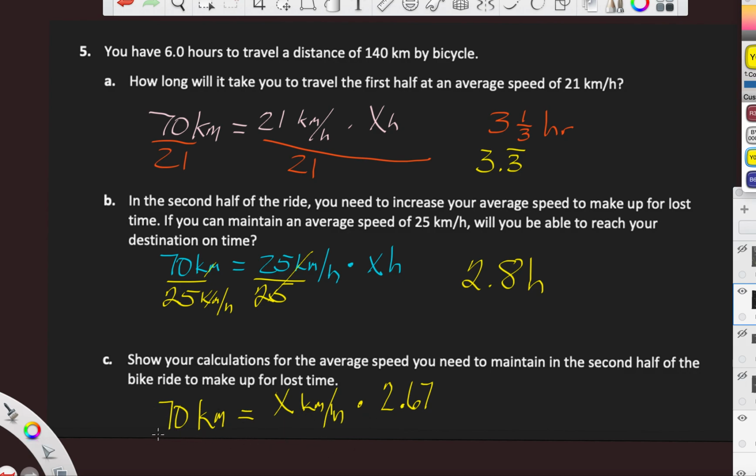So if I divide by 2.67, now I get back to my handy dandy calculator. 70 divided by 2.67 is just over. It's 26.22 kilometers an hour.